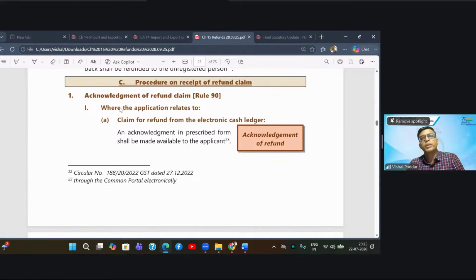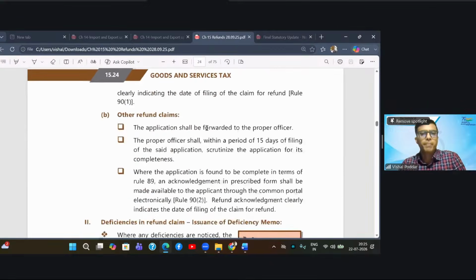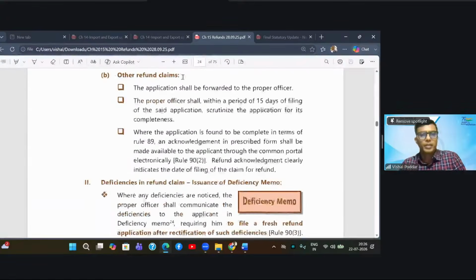Now comes the third point, procedure on receipt of refund claim. So you have made the refund claim. Now what is the procedure? Now where the application relates to claim of refund of cash ledger, an acknowledgement in prescribed form shall be made by the applicant, clearly indicating the date of filing of refund. In case of other refund claims, the application shall be forwarded to the proper officer. Proper officer will take 15 days to scrutinize the application.